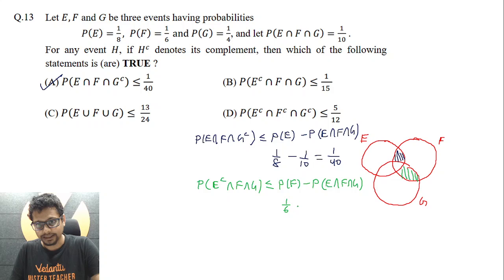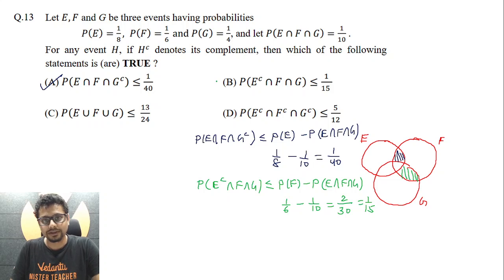So this becomes 1 by 6 minus 1 by 10. So you may say 5 minus 3, so you get 2 by 30, which essentially is 1 by 15. So probability of E complement intersection F intersection G is less than or equal to 1 by 15. So this is also correct. Now just to again emphasize, this is the same thing that we have used for option A. So probability of this will definitely be less than probability of F minus probability of E intersection F intersection G. This much more, you may say favorable outcomes are coming, so to speak.